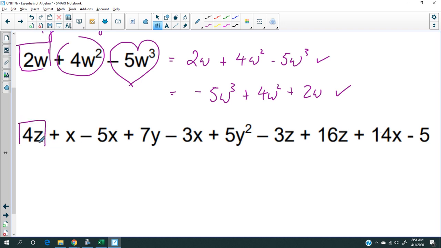Now, I'm going to start off with 4z with a box, and I'm going to scan across. That's the best way when you do these really long questions. I'm going to look for someone in the same family as 4z. I found it. Negative 3z, and then I found another one.